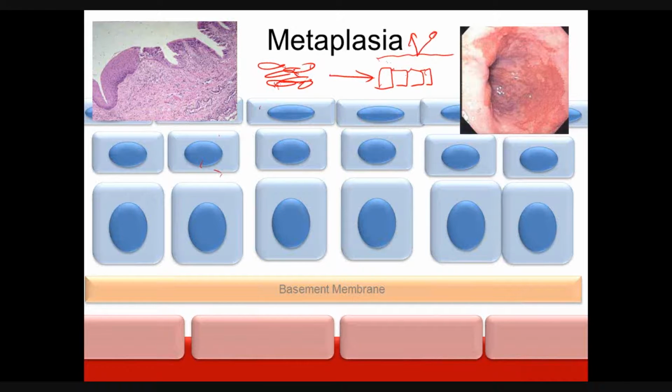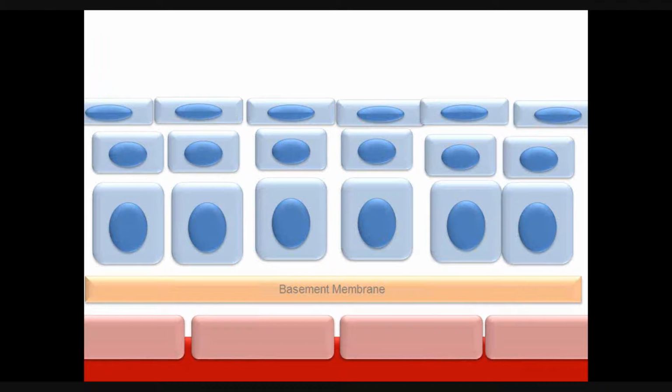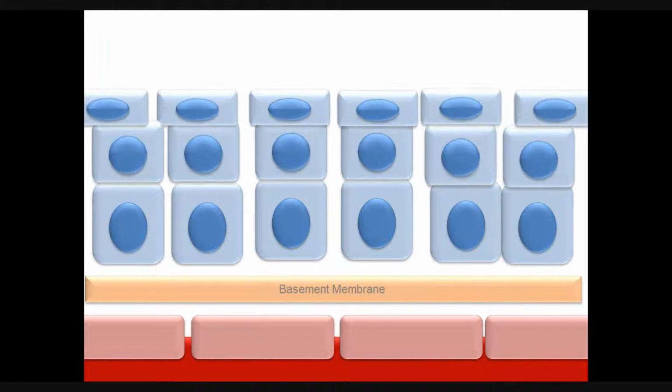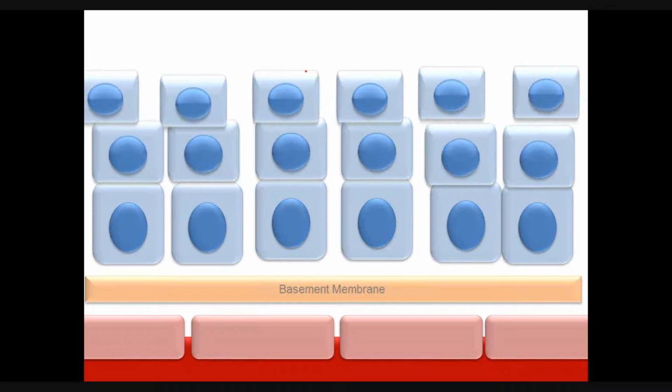But the problem with this is that in order for these cells to transform from the squamous to these columnar cells, they had to actually undergo changes to their DNA. Anytime you mess with the DNA of a cell, you run the risk of progressing to cancer. So that's the problem.